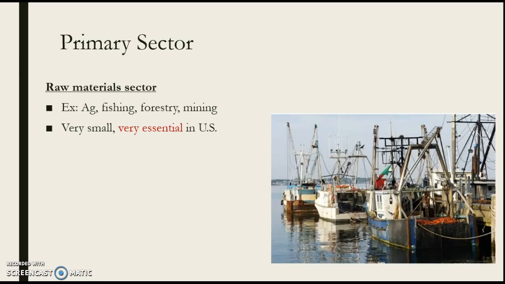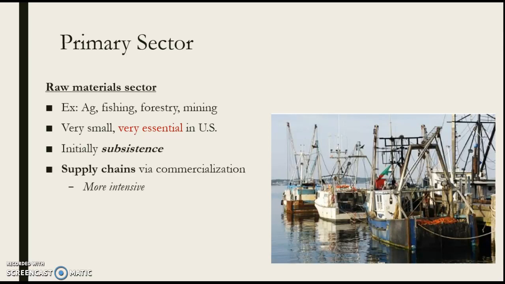Think about the importance of our food source. Think about the importance of natural resources like coal in supporting our electricity production. Think about fishing, the demand for certain types of fish. Locally here in Maryland, think about the waterman culture that extracts blue crabs and oysters from the Chesapeake Bay. Initially, the primary sector was based on subsistence, meaning your farmer, your fisherman would really just extract for their family, for their local extended family.